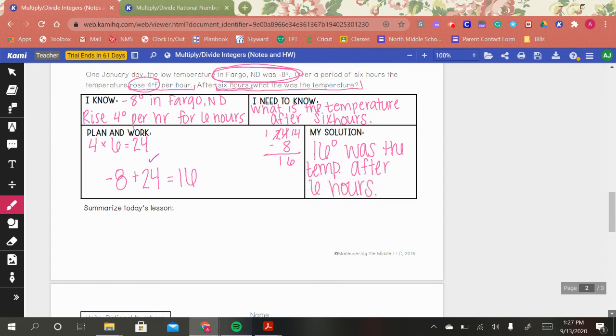So this was a two-part problem. You figured out the change, how much it changed in 6 hours, but you also figured out what the final temperature was since we did not start at 0.